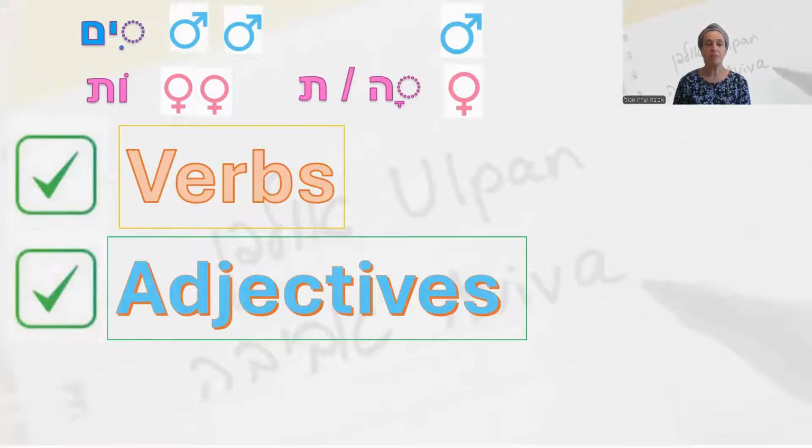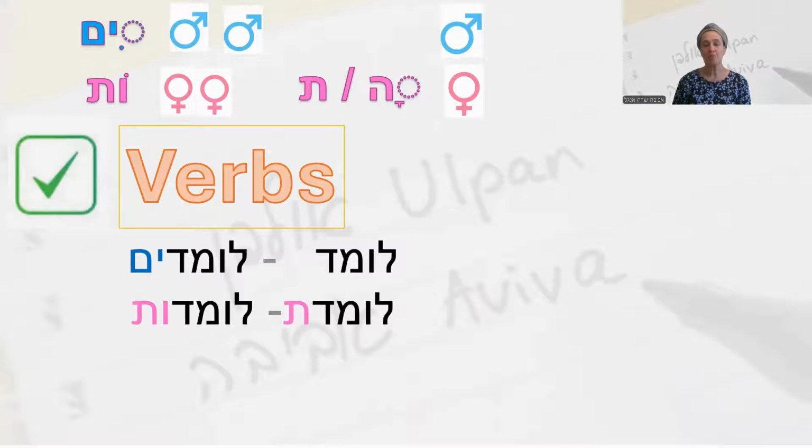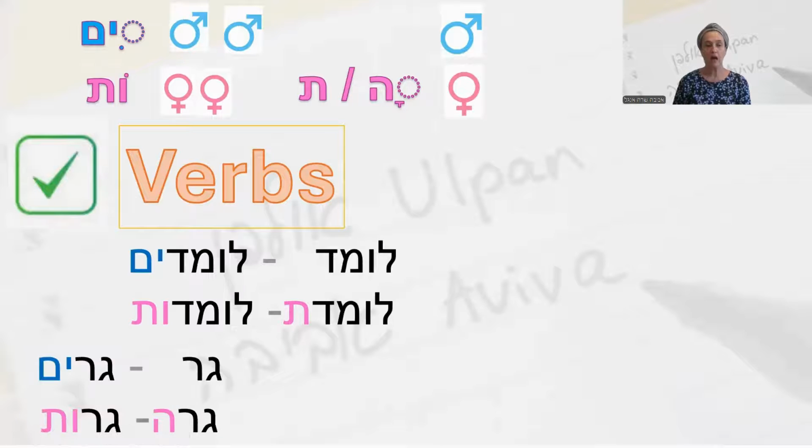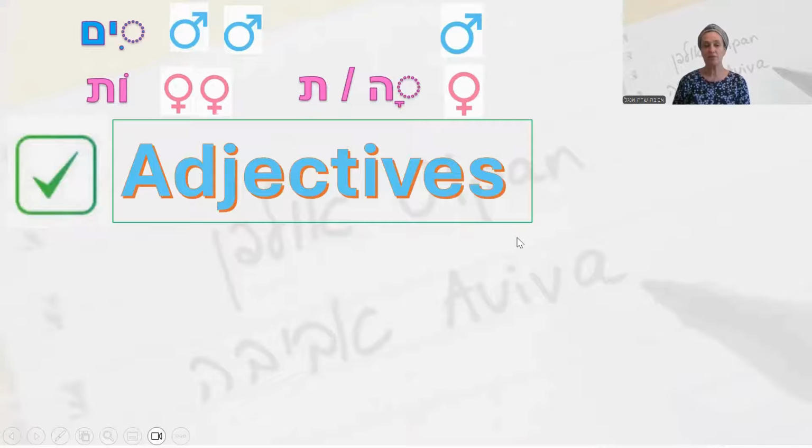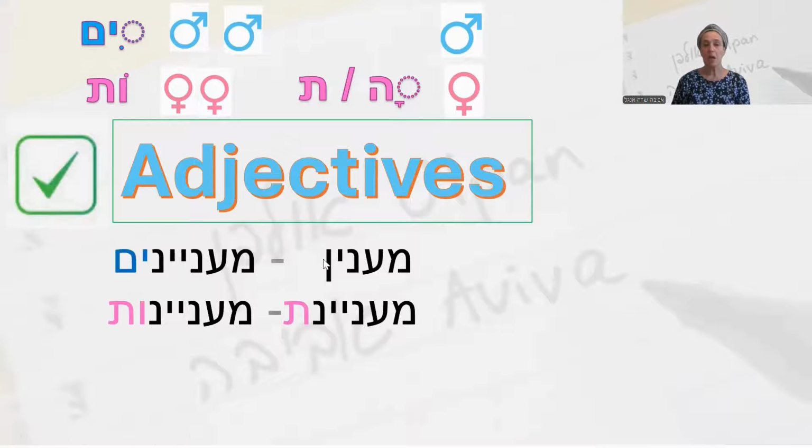Let's look at some examples. So, verbs. Lomed, lomedet, lomdim, lomdot. We've got the standard endings, taf for the feminine, im for the plural, ot for the feminine plural. The same with gar, gara, garim, garot. Gar living, gara feminine, the hey, garim and garot. Okay, the same for the adjectives. Let's look at some examples.